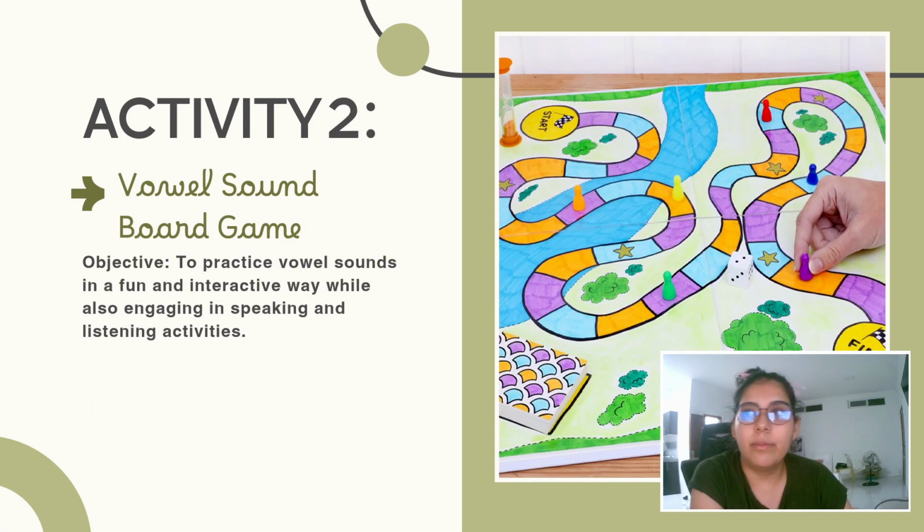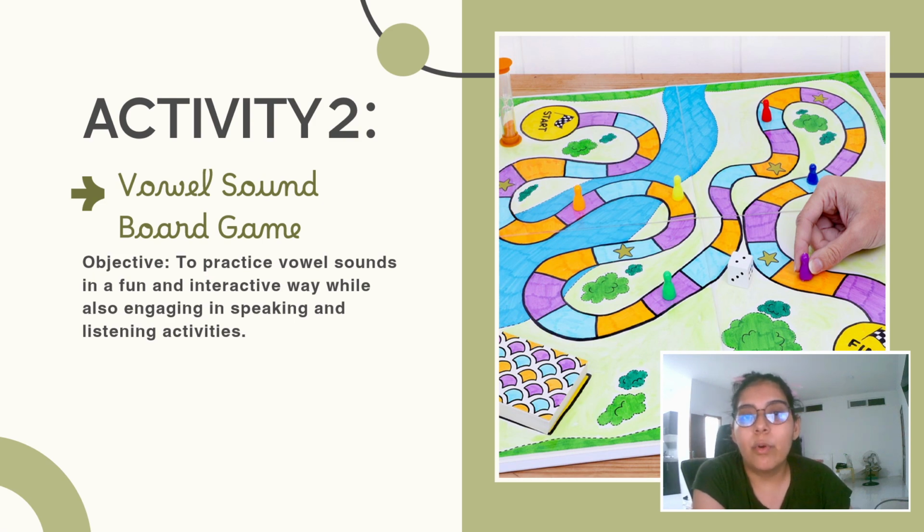The second activity we have in this section is the vowel sound board game. The objective is to practice vowel sounds in a fun and interactive way while also engaging in speaking and listening activities. The materials are a board game template with different spaces representing various vowel sounds. The procedure: the students roll a dice and move their piece on the board. They must pronounce a word corresponding to the vowel sound of the space they land on.